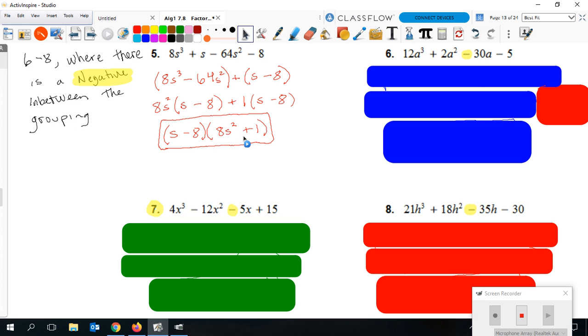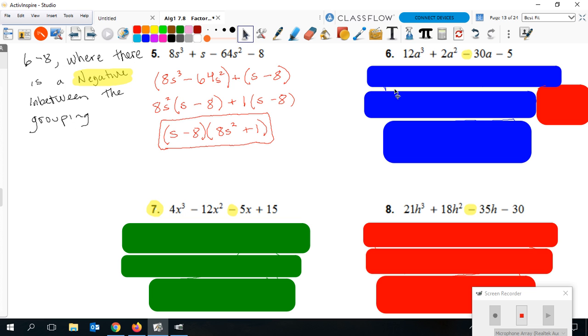All right, let's take a look now at 6, 7, and 8. From 6 through 8, we're going to factor by grouping where there is a negative in between the groupings. For number 6, a to the third, a squared, a, and a 5. The grouping would be the first two and the second two, but there's a minus in between. We have the same thing on number 7 and number 8. There's a minus in between the two groups. All three steps are still the same. We just have to work with a minus in between the two groups.